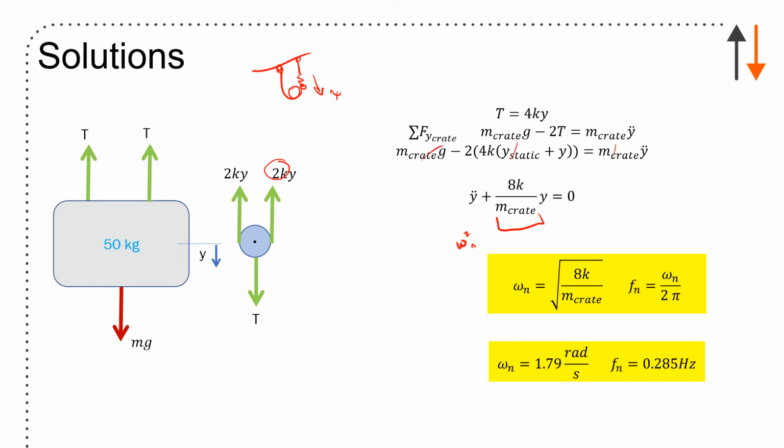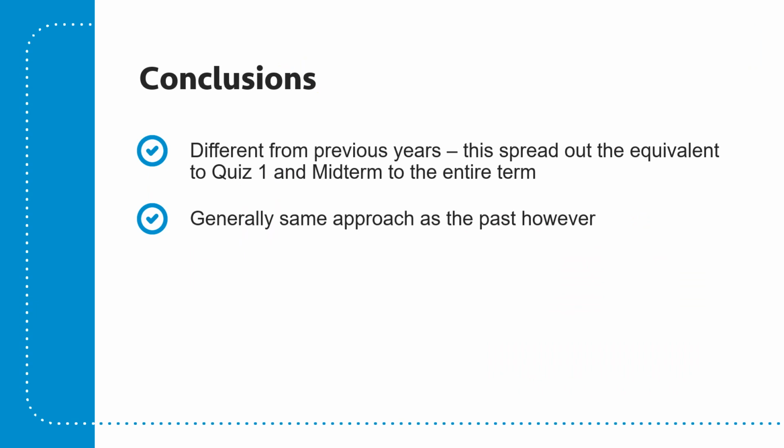Once you do this, you have omega_n, which is going to be the square root of 8k over the mass of the crate, the natural circular frequency, and the natural frequency is omega_n divided by 2π. This one is in rad/s, and this one is in hertz. Omega_n is 1.79 rad/s, and the natural frequency is going to be 0.285 hertz.